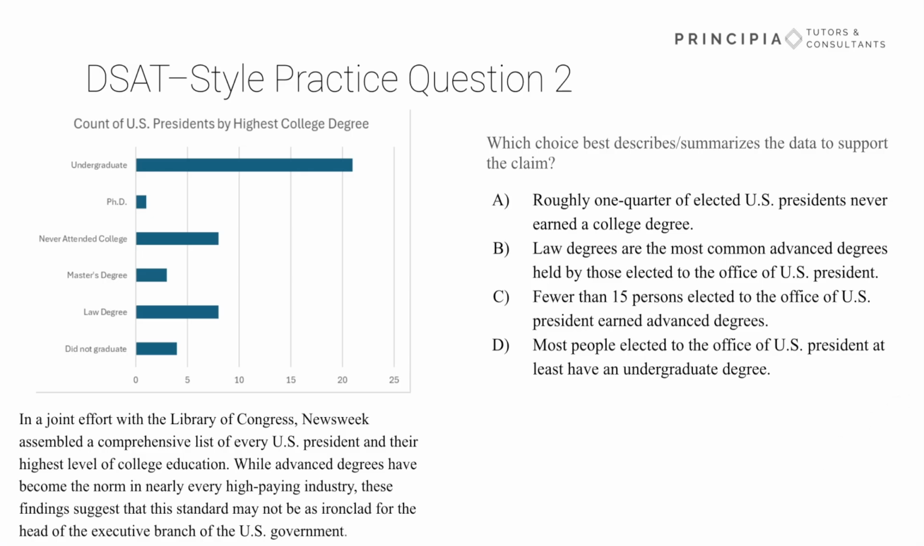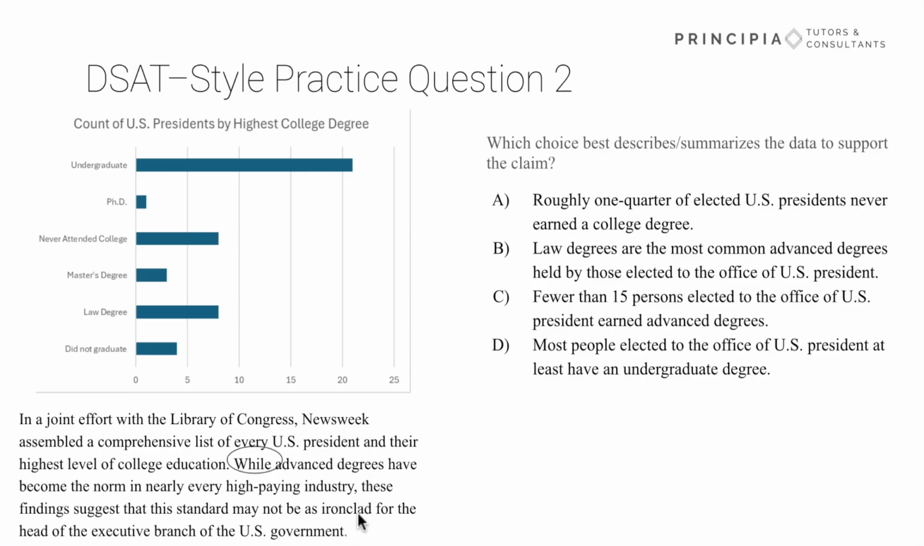Okay, so in this one, QT Pie strategy can still be useful because we see this transition word "while." And so this is pointing our attention to part of the sentence introducing an idea, and then the second part is refuting it. So main idea that we're introducing is advanced degrees have become a norm in almost every high-paying industry. These findings from the Library of Congress and Newsweek are showing this might not be the same standard for the President of the United States.